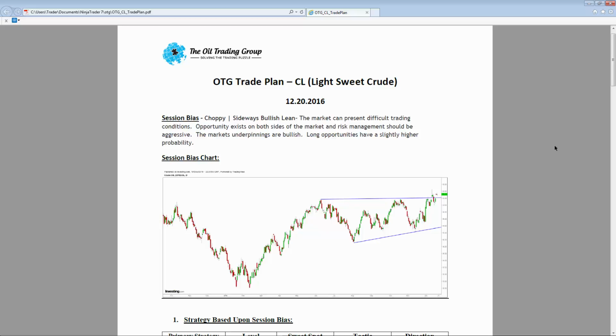So what you're looking at here is the CL trade plan for today. As a reminder, this trade plan is distributed through your OTG membership site about 12 hours prior to the market opening on a given day. So you have plenty of time to check out the trade plan, gather the information, and be prepared for any of the actionable trade ideas presented on the plan.